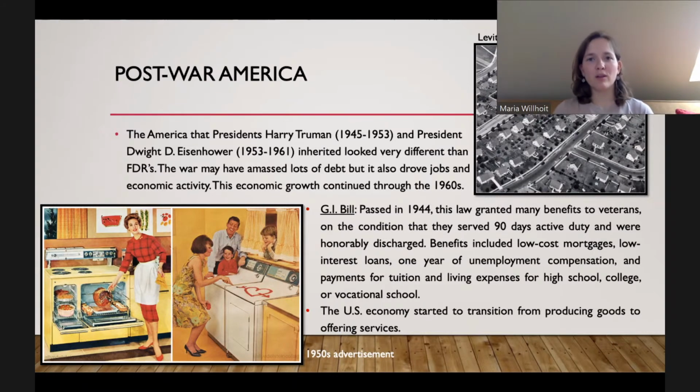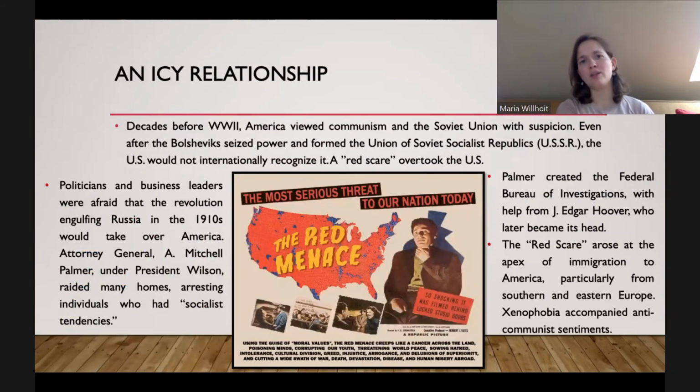We need people to manage our big automobile factories. We also have the birth of other big technologies like computers. So again, we're going less from a goods economy to a service economy. And I should mention, as part of our post-war America, we have the start of the Cold War.